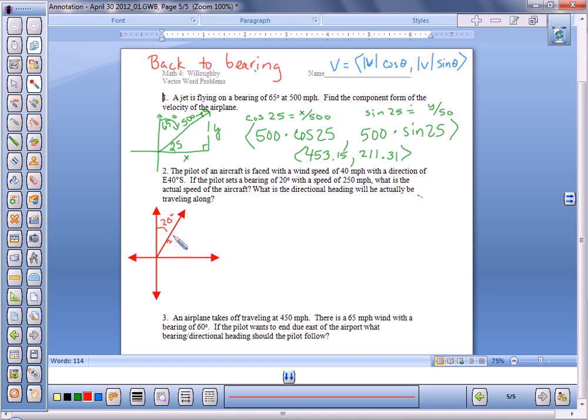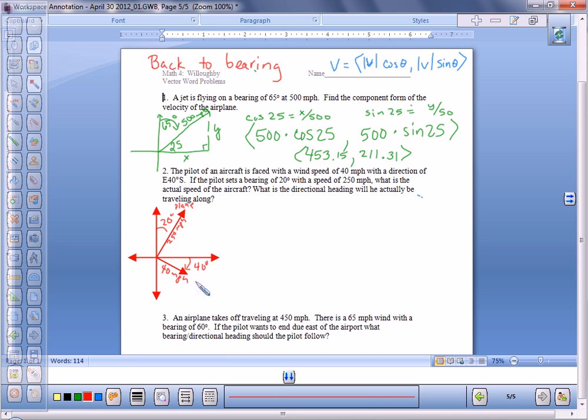Okay, now the wind is affecting this. They are facing the wind, and we have a 40 degree bearing here. 40 degrees south of east. So I went 40 degrees south of east, and the speed here of the wind is 40 miles per hour. So this is going to represent the plane, and this vector represents the wind.